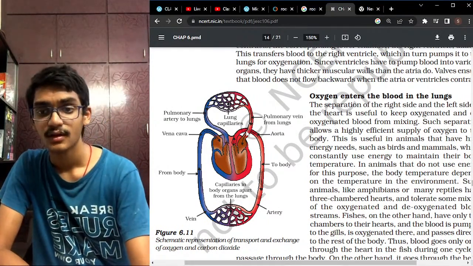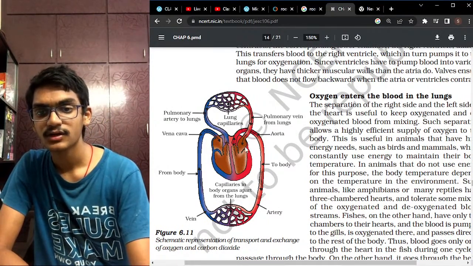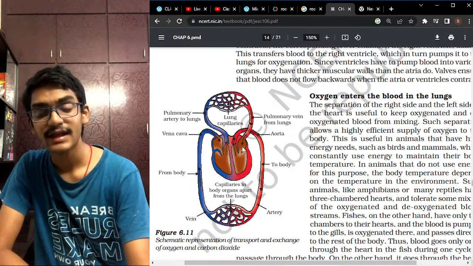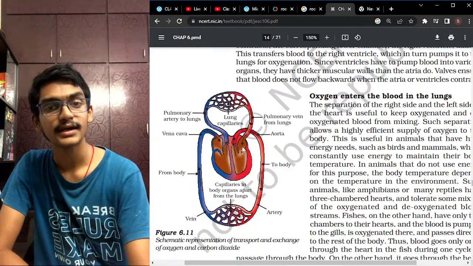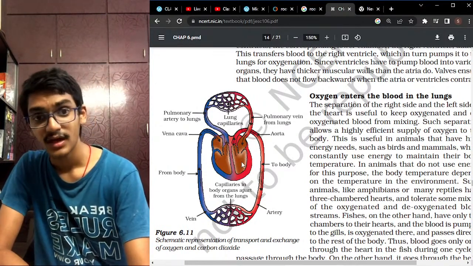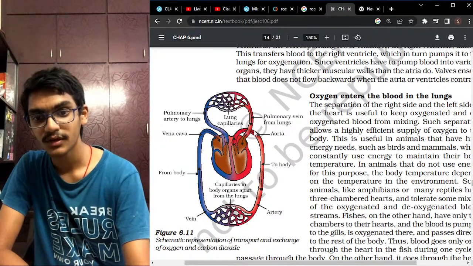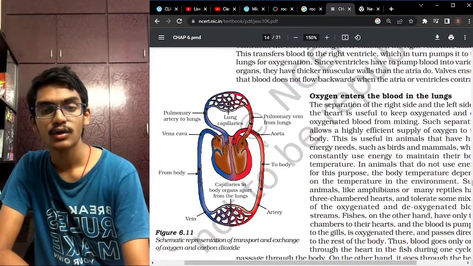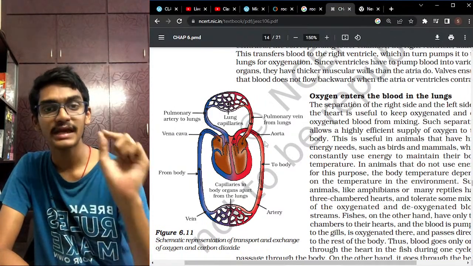After it enters the pulmonary vein from the lungs, it will enter the left auricle or left atrium. From there it will go to the left ventricle, and from there it will go out with the help of the aorta. The aorta is also considered the main artery.